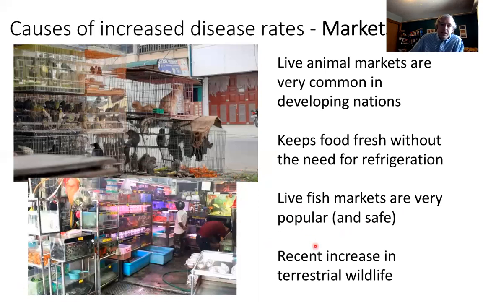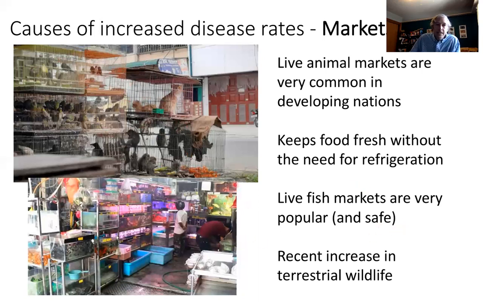In recent years, there has been an increase in switching from live fish markets to terrestrial wildlife, such as, here we've got monkeys, a whole series of birds. I don't know what that is. I'm going to assume this pussycat is actually going to be a pet, but we have these live animal markets for terrestrial wildlife, which is becoming more problematic.